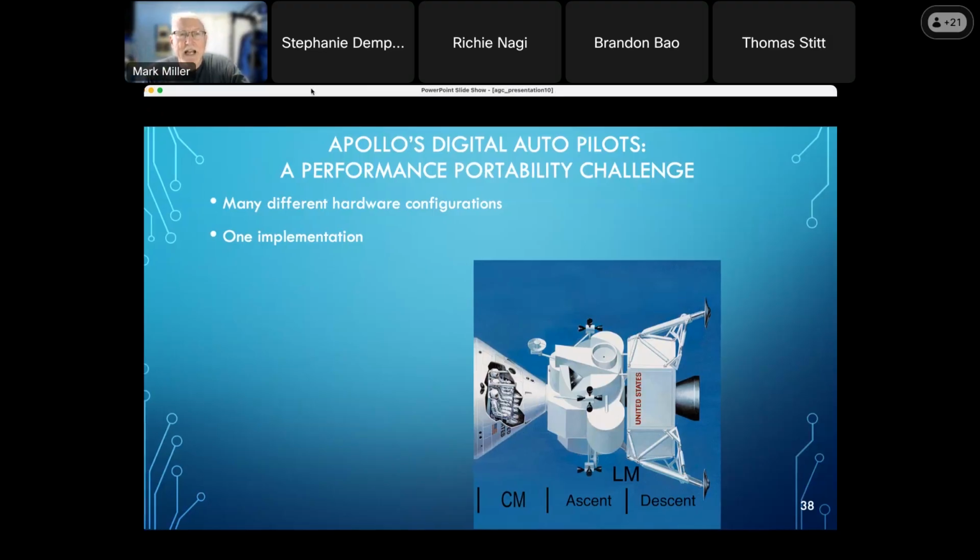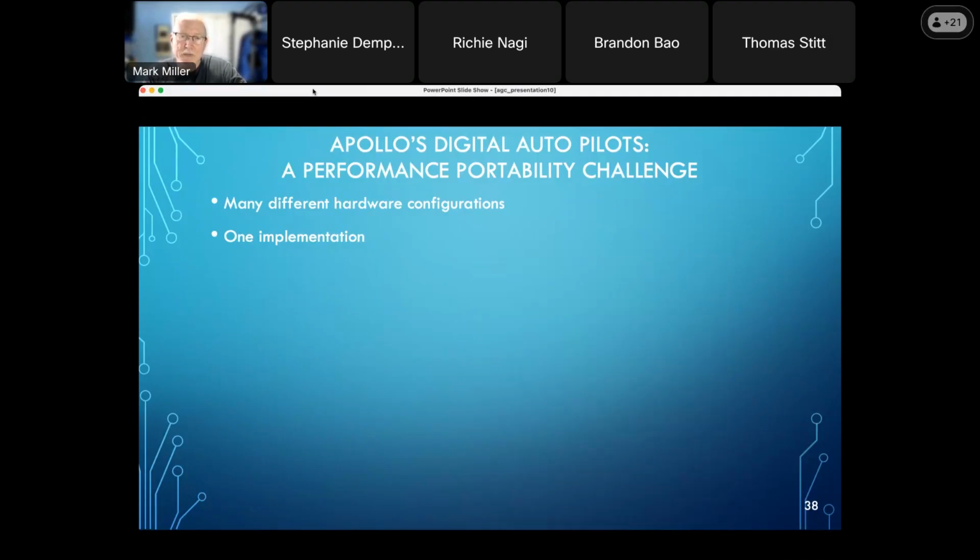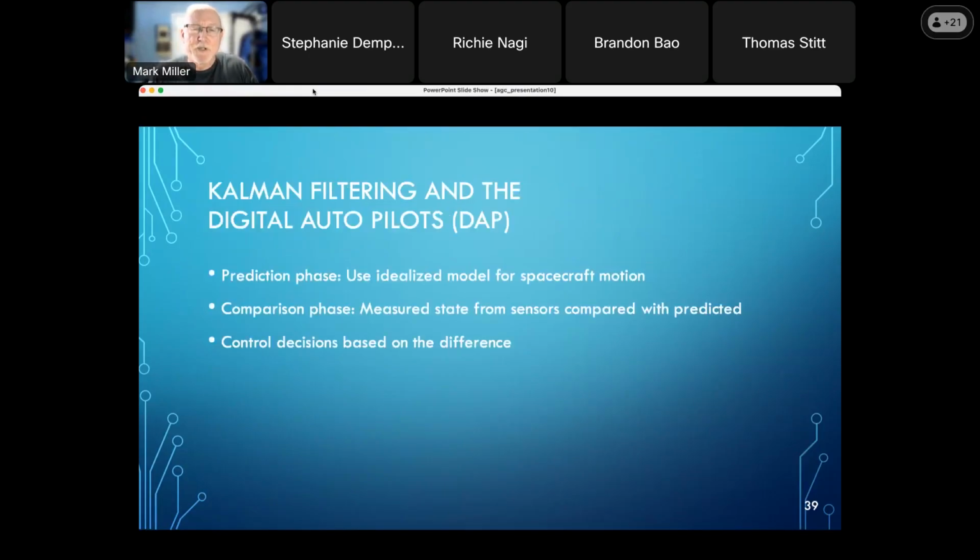So the question to ask yourself is, how do you write a piece of software, the digital autopilot, that handles all of these different configurations of the hardware? That's, in my opinion, a performance portability challenge.